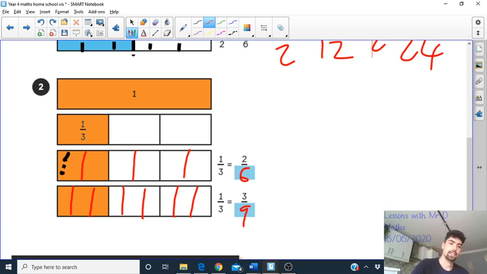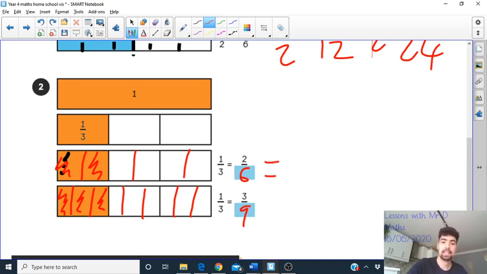Yeah, you could shade those in if you wanted to make it really clear. I haven't done anything to my whole. That bar has stayed the same. Split it into thirds, and then I split my thirds into sixths, and then I split my thirds into ninths. Yeah, and all of those are the same. You see by the picture, they're all the same, so they've all got to be equivalent to a third.